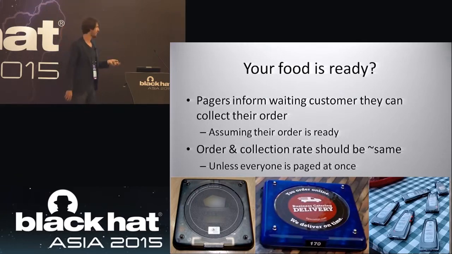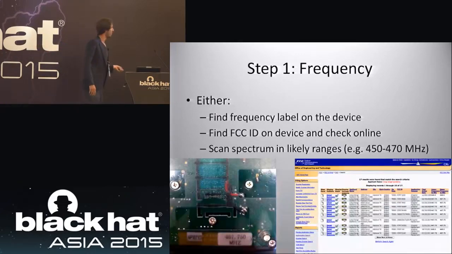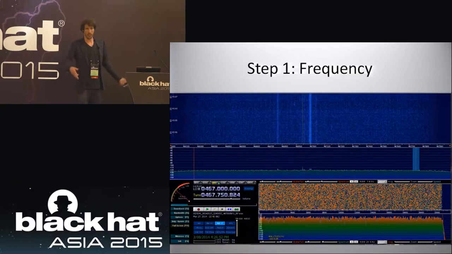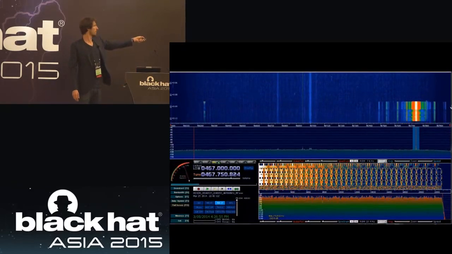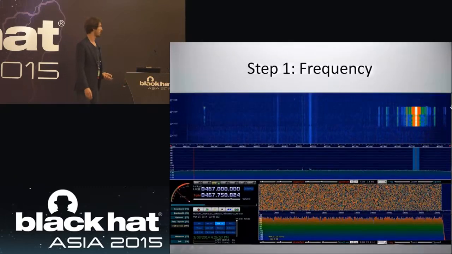We're programmed like that. And the order of collections and ordering should be the same. The rate should be the same, unless everyone might be paged at once. So how do you figure out what frequency these things are operating on? It's either on the device, you can look it up on an online database, or you can actually just scan the spectrum again and find where it actually is in the spectrum.